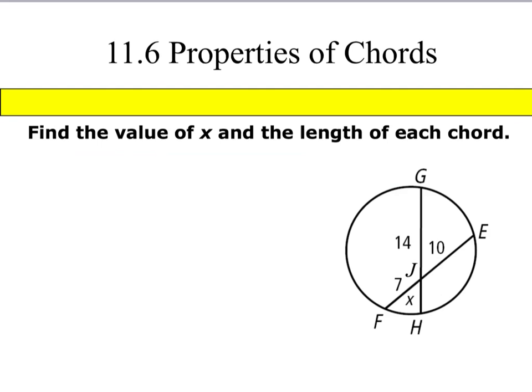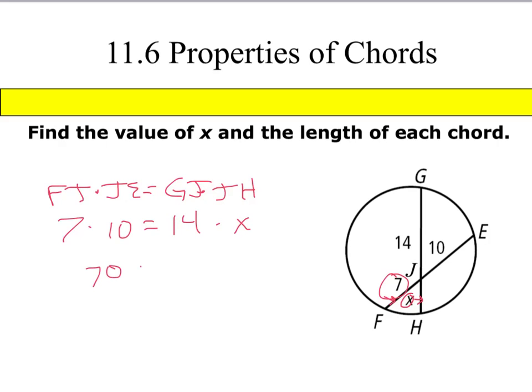All right. If you're not sure, this 7 is with JF. This x is with JH. So when I do this, I need to take FJ times JE, and I'm going to set that equal to GJ times JH. Because we know that if we have two chords that intersect, in order for me to find the lengths of their segments, we take the products of the two segments and we set them equal to each other. So we know that FJ is 7. We know that JE is 10. We're going to set that equal to GJ, which is 14, times JH, which is x. When all is said and done, we get 70 is equal to 14x. We're going to divide by 14 on both sides, and x is going to equal 5.